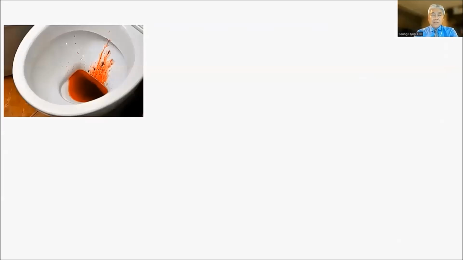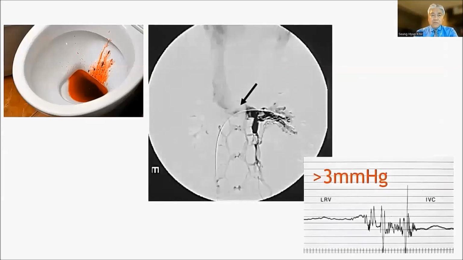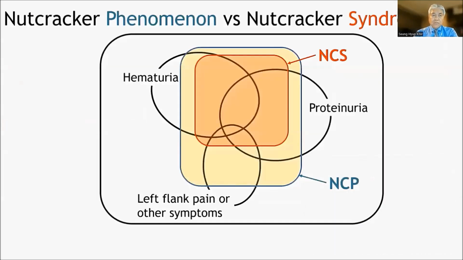Historically, in the 1970s and 80s, when ultrasound or CT was not popular, and regular health checkups were not popular, the diagnosis of Nutcracker syndrome was usually done in patients with gross hematuria by demonstrating compression of the left renal vein with invasive catheterization and a pressure gradient of more than 3 millimeters mercury across the site of compression.